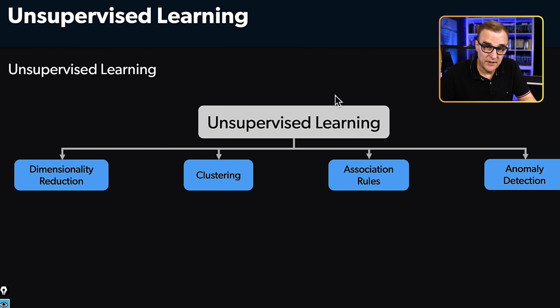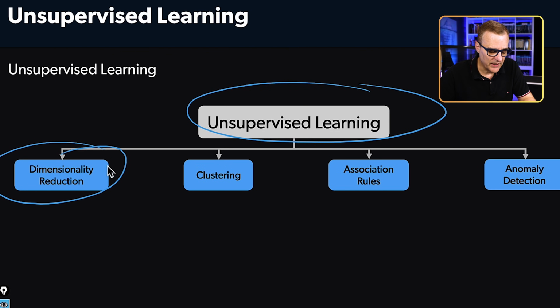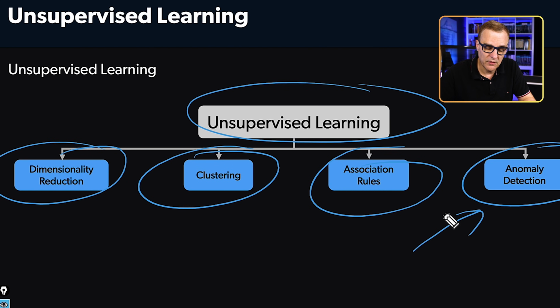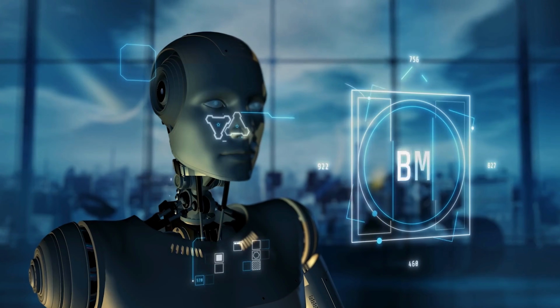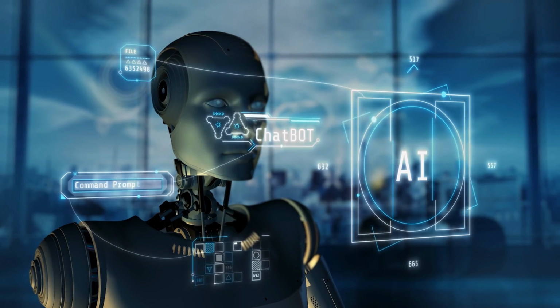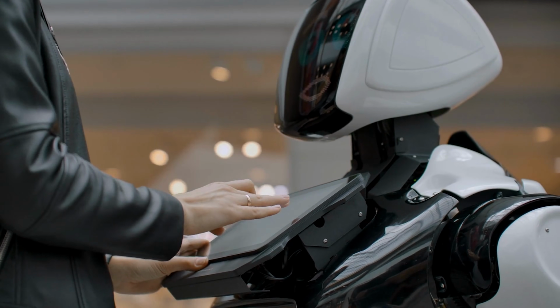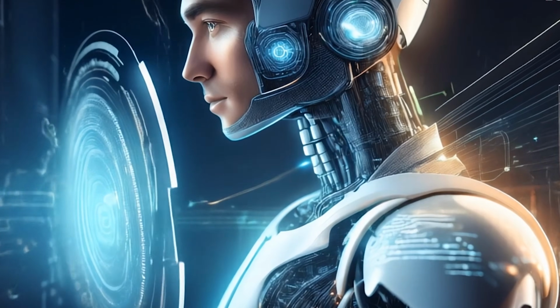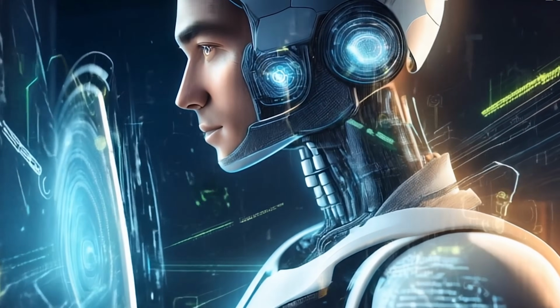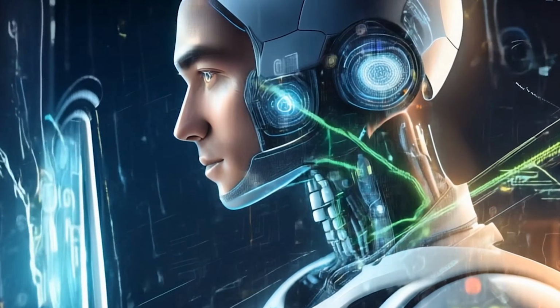Now, going a bit deeper into unsupervised learning, we have dimensionality reduction, clustering, association rules, and the one that we're most concerned with is anomaly detection. So again, what is unsupervised learning? It's a type of machine learning that learns from data without human supervision. Unlike supervised learning, unsupervised machine learning models are given unlabeled data and allowed to discover patterns and insights without any explicit guidance or instruction.